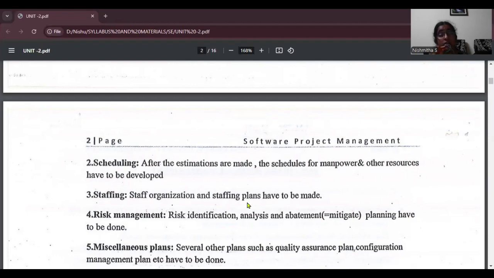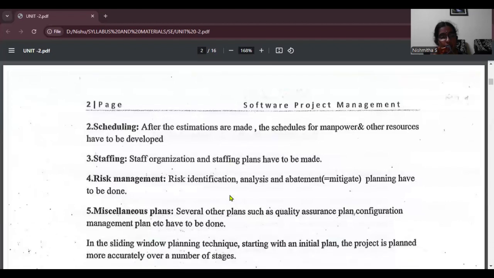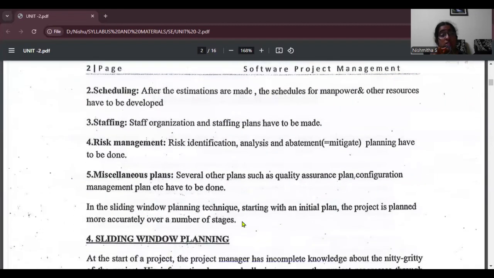Risk management: risk identification, analysis, abatement planning have to be done. Any type of risk in the project should be managed by the project manager. Miscellaneous plans: several other plans such as quality assurance, configuration management plan, etc. have to be done. In the sliding window planning technique, starting with an initial plan, the project is planned more accurately over a number of stages.